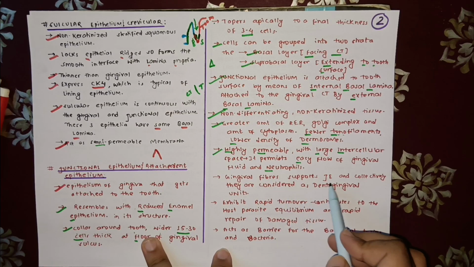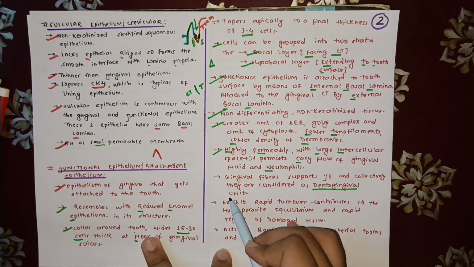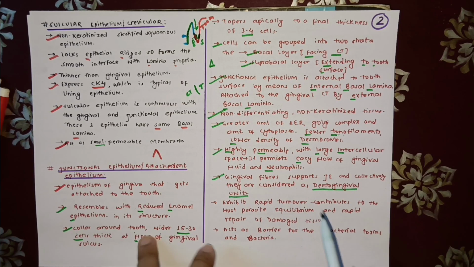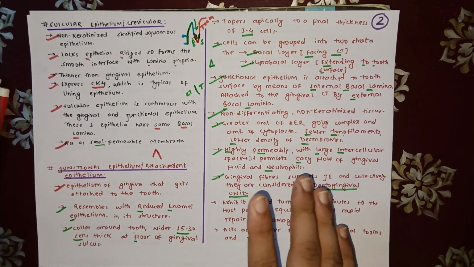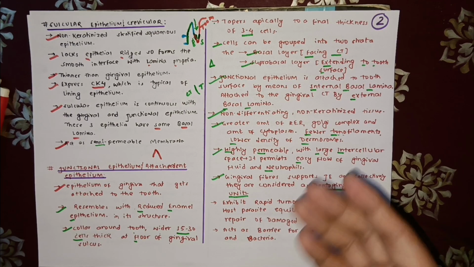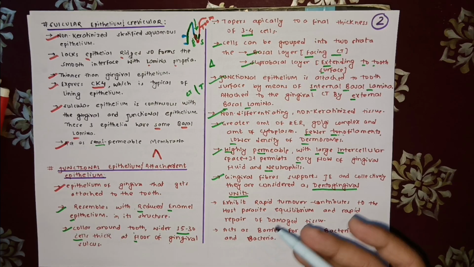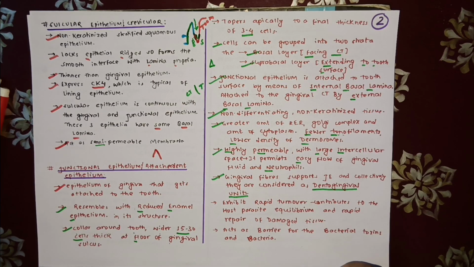Gingival fibers support the junctional epithelium and collectively they are considered as a dentogingival unit. Okay, so this is a favorite question for your MCQ exams. Gingival fibers we also call gingival ligaments, which we have discussed in the periodontal ligament video, so you can watch that. We have different groups of collagen fiber bundles present in the gingiva that support the tooth structure, called gingival fibers, and together with the junctional epithelium they are called the dentogingival unit.